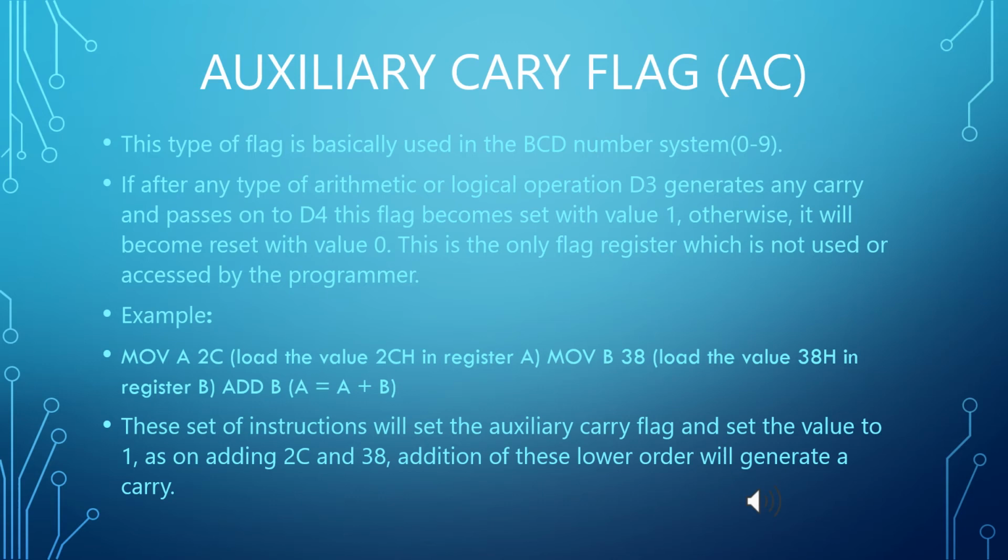Example: MVI A, 2C. Load the value 2CH in register A. MVI B, 38. Now load the value 38H in register B. ADD B, A equals A plus B. Now this set of instructions will set the auxiliary carry flag to the value 1, as on adding 2C and 38, the addition of the lower order bits will generate a carry.